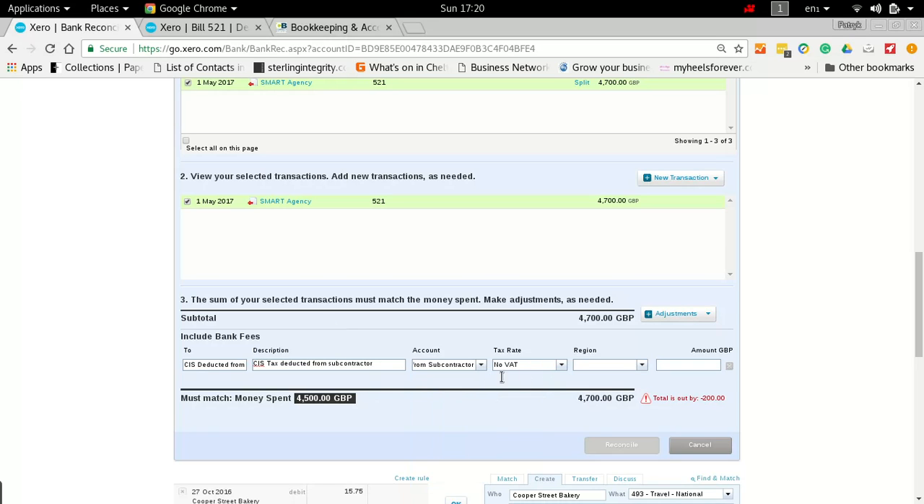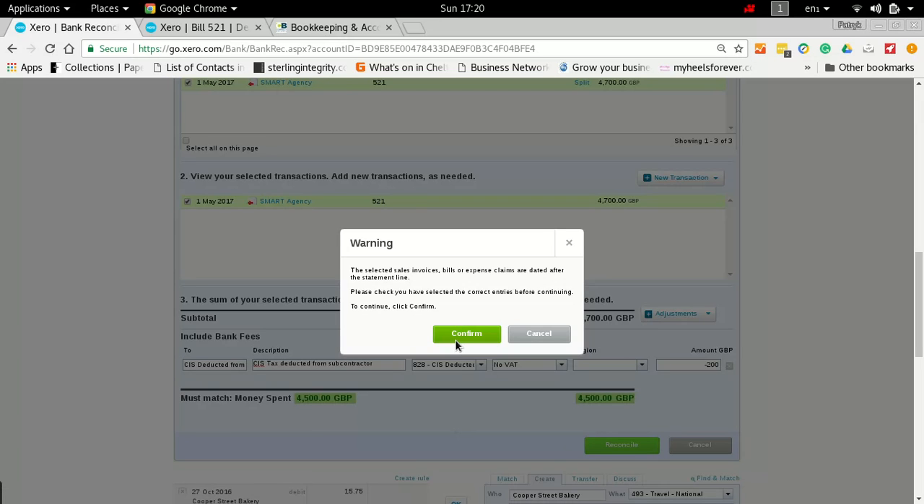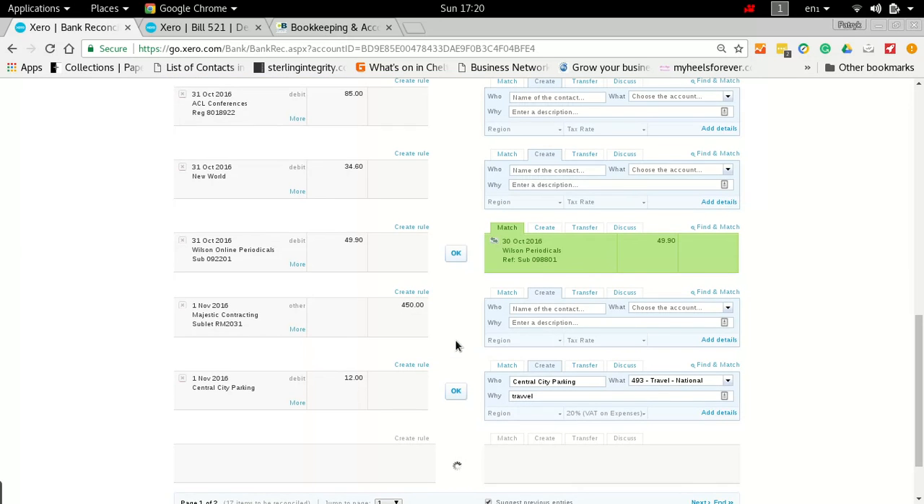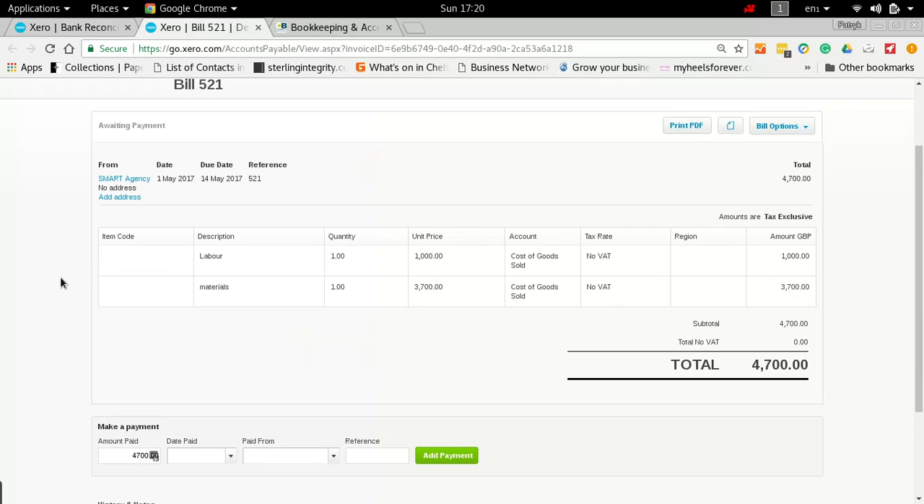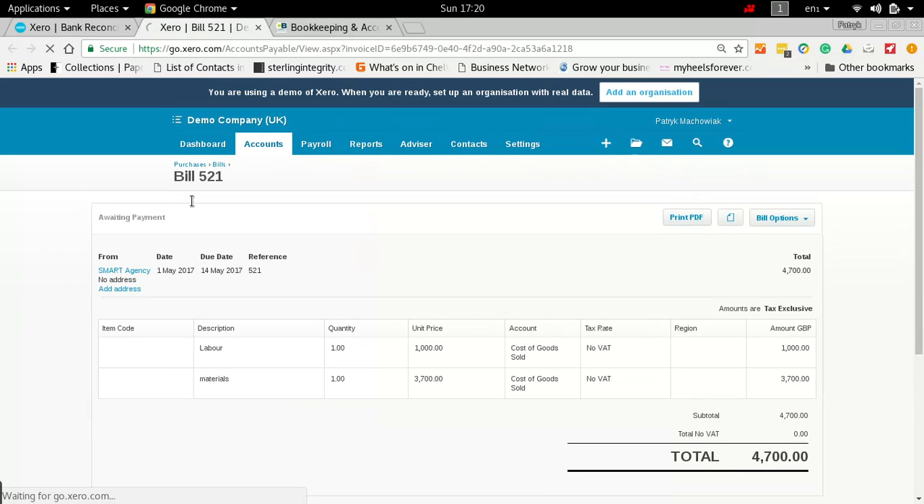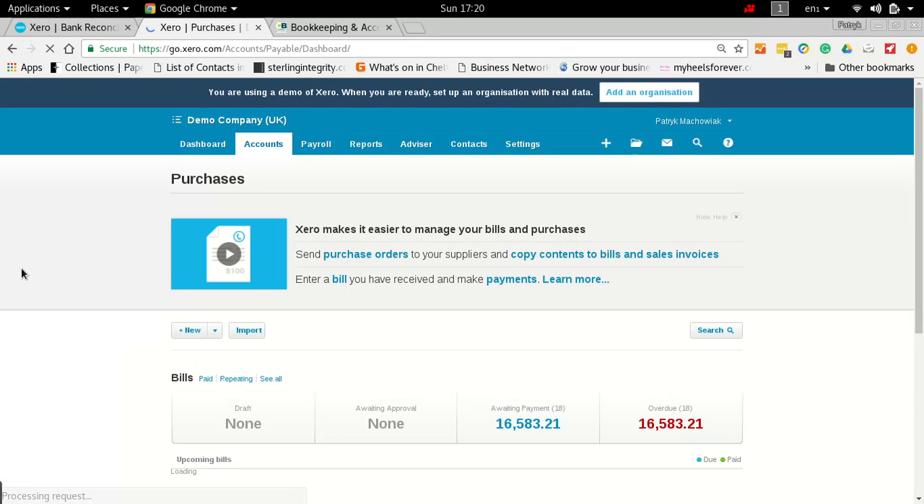Okay. And we're going to put £200. Oops, minus £200 because we're deducting. There we go. Reconcile and confirm. So now that bill should show as paid, nothing outstanding. So let's go to purchases. Actually, we can go to bills straight away.